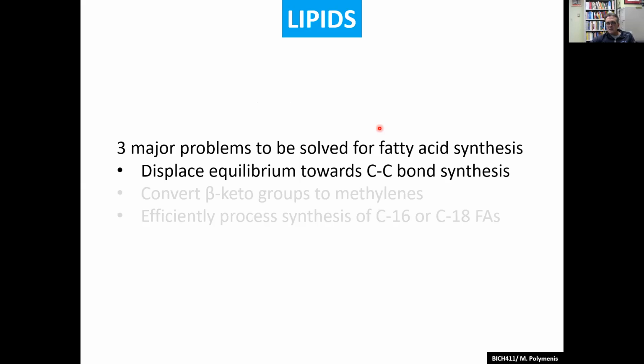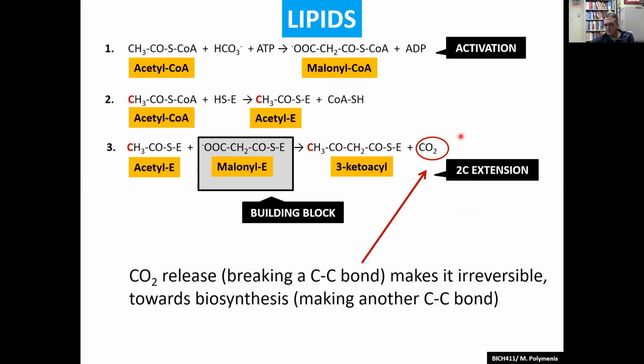Well, the enzyme fatty acid synthase has to solve 3 major problems. One is to displace the equilibrium towards carbon-carbon bond synthesis. And notice here how you break a bond actually, and you make it irreversible, and you release something that can go away, and that is how you drive biosynthesis towards the extension part. So one of the products goes away, it disappears, and you also break a carbon-carbon bond so that this can happen, and this is what makes it irreversible and thermodynamically feasible.